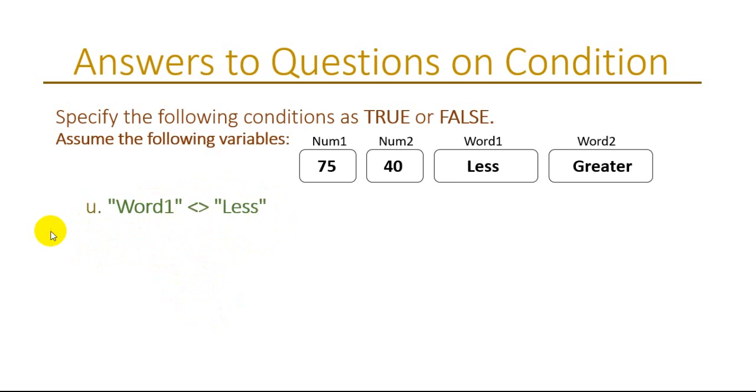Okay, that's it. Next one, this time we are not using the word1 variable, instead we are using word1 as an alphanumeric constant. So here we don't have this variable; this also is a constant, this also is a constant.